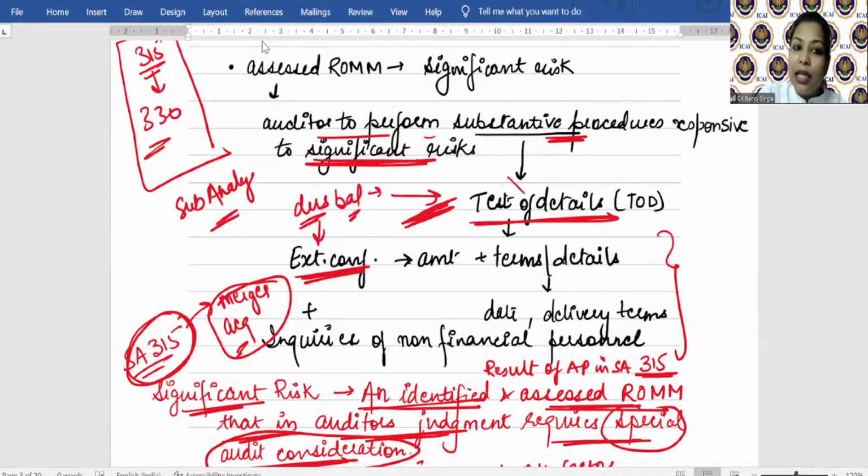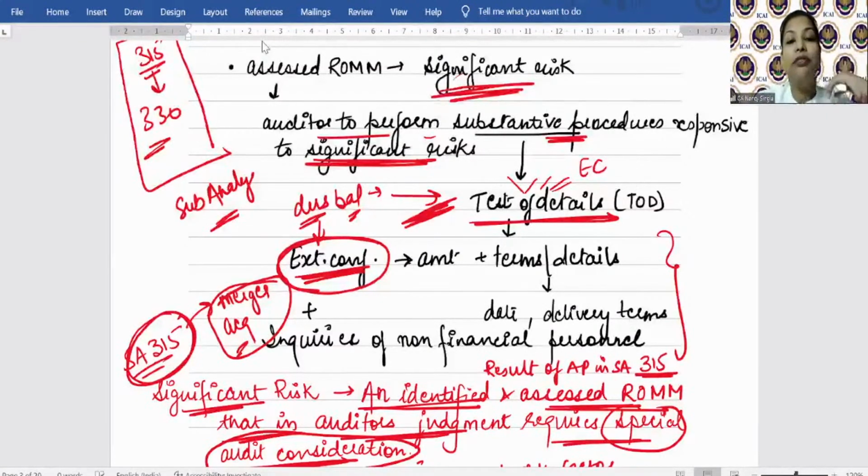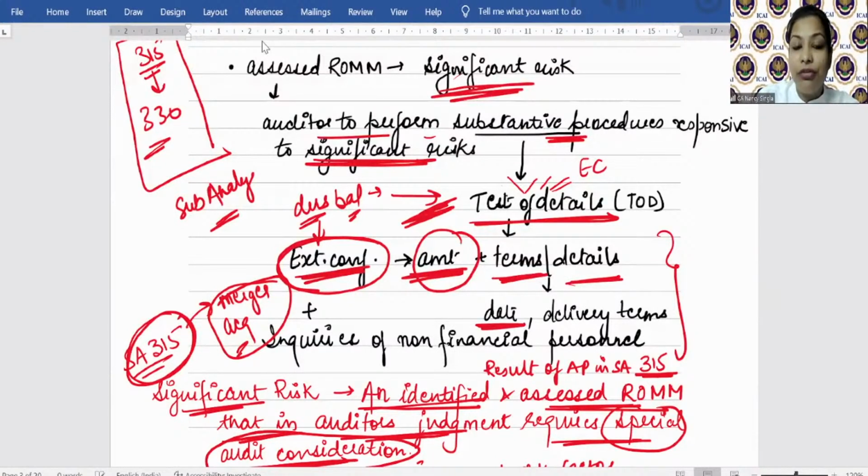अब टेस्ट ऑफ डिटेल कैसे करते हैं, बड़े सारे ऑडिट प्रोसीजर्स करके. वन ऑफ द ऑडिट प्रोसीजर इज व्हाट, एक्सटर्नल कंफर्मेशन. सो व्हेन द ऑडिटर इज परफॉर्मिंग एक्सटर्नल कंफर्मेशन एंड इट इज सम सिग्निफिकेंट रिस्क, लेट्स से ऑडिटर फाइंड्स दैट इट इज पर्टेनिंग टू अ रिलेटेड पार्टी, है ना. तो ऑडिटर may ask the third party to not only confirm the amount, that what is the amount of my client in your books, but the auditor may also confirm the terms of the sales agreement, any details like what is the date of the invoice, what are the delivery terms, है ना, and other inquiries. He may make inquiries of non-financial personnel also, है ना.